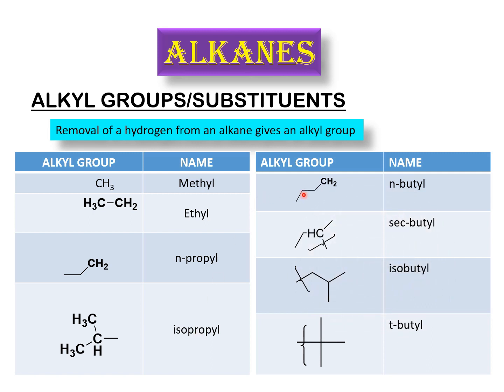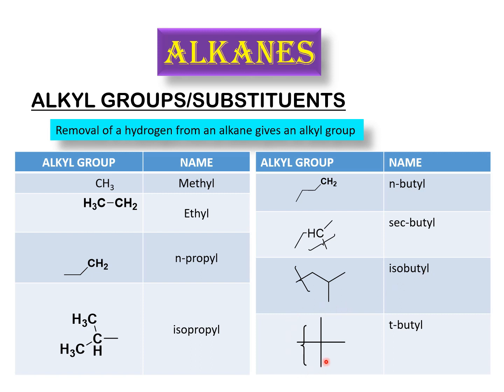If we have 4 carbons in the substituent, then we can again have 4 different types of substituents possible. If the attachment is from the first carbon, then we call it an N-butyl substituent. If the attachment is from the second carbon, then it's a secondary butyl substituent. If this 4 carbon substituent is also branched, you see 3 carbons are here and then we have a branch here. If the attachment is from this carbon, then we call it an isobutyl alkyl substituent.